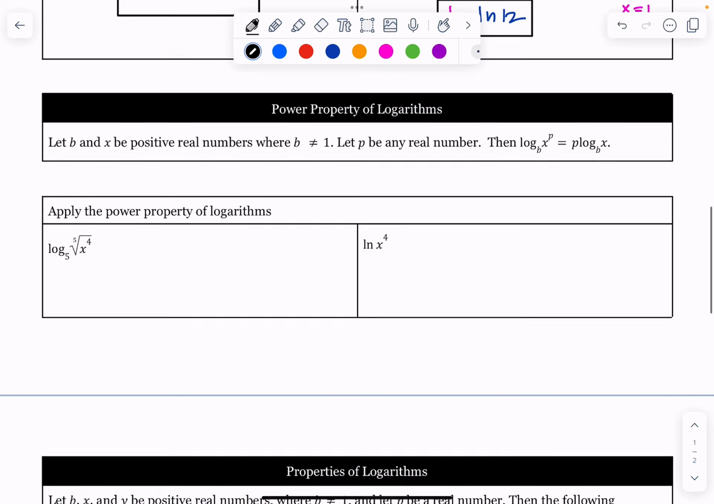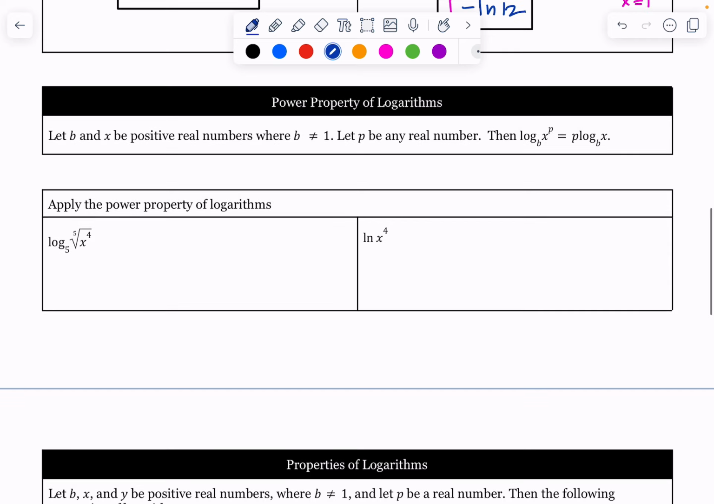Okay, the next property is the power property of logarithms. It says let b and x be positive real numbers where b is not equal to 1. Let p be any real number. Then log base b of x to the p is equal to p log base b of x. So really quick, all they did is they took their exponent and brought it into the front.